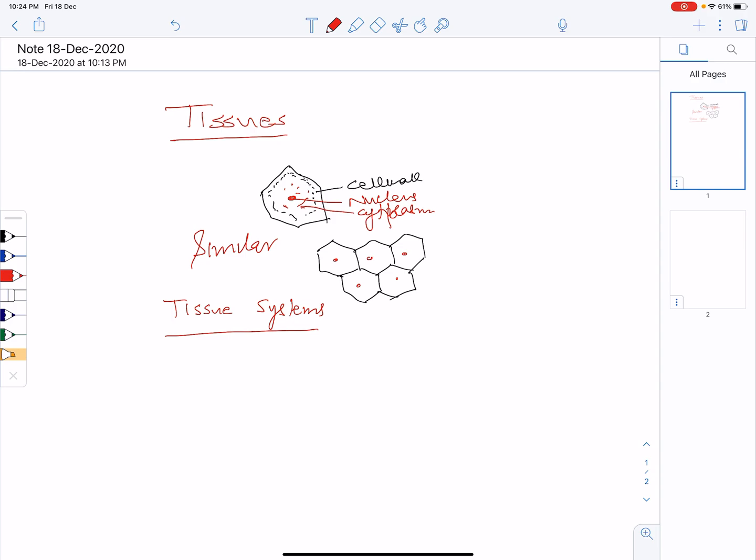Now this tissue system will perform again the same general function regardless of its position. Whichever part of the plant it is present in, it will perform the same function, and this will form the tissue system.